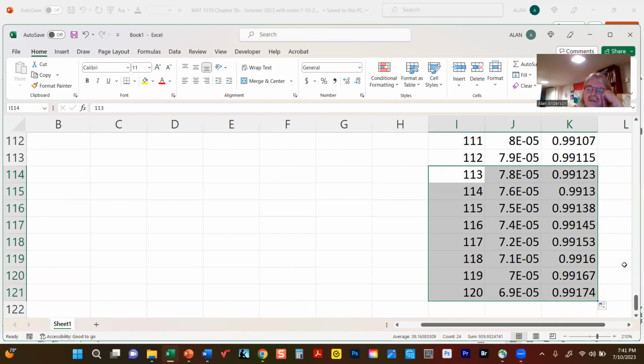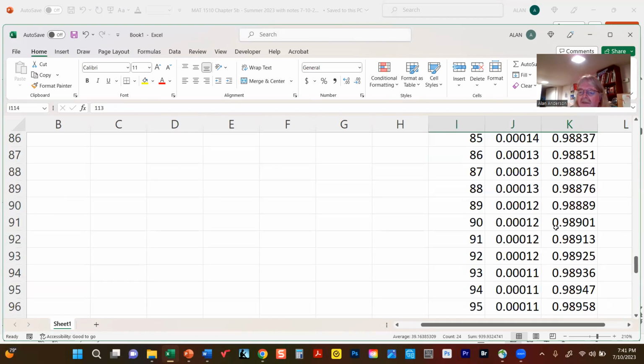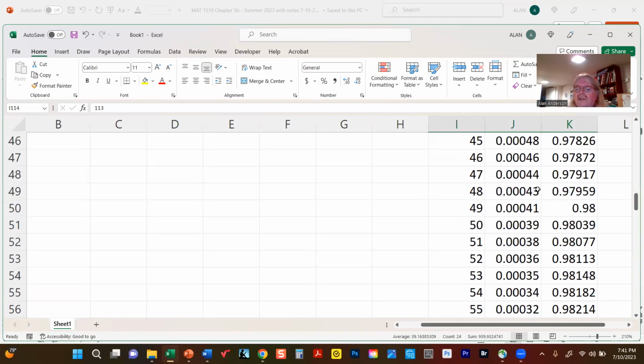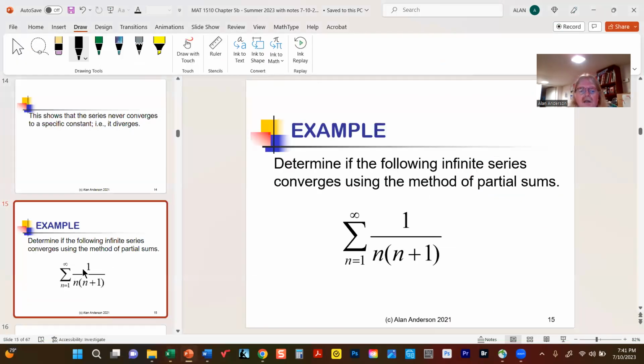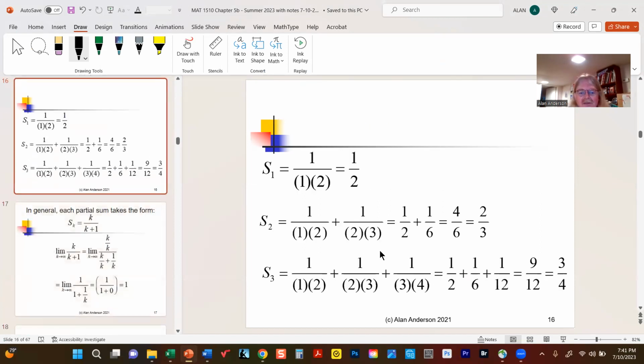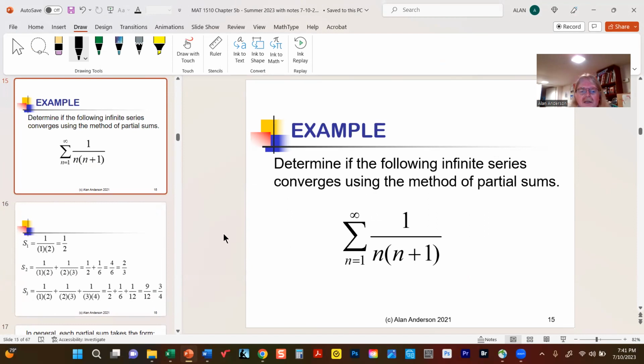Some sequences, series rather, take longer than others to converge. But you can see it's pretty clear from these numbers that this one converges to one. But now let's prove it. Now, for this, we're going to use our old friend partial fractions. That's one of the reasons why I think you'll find this very interesting.